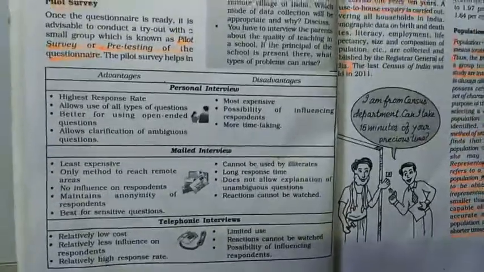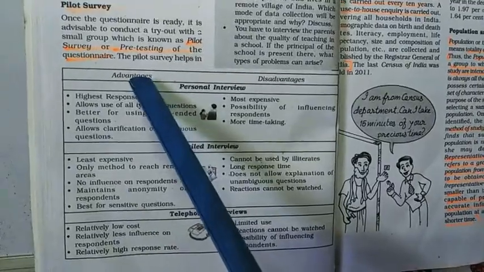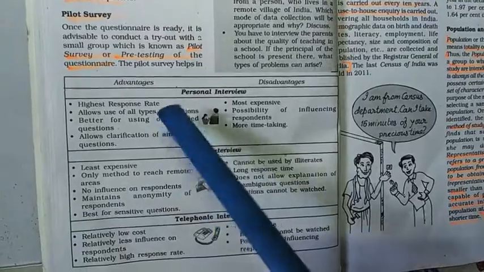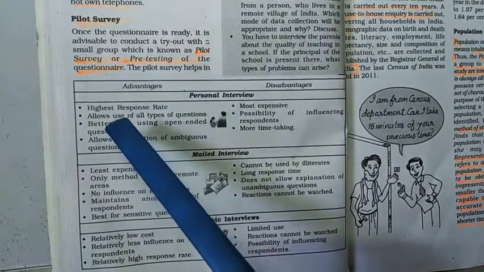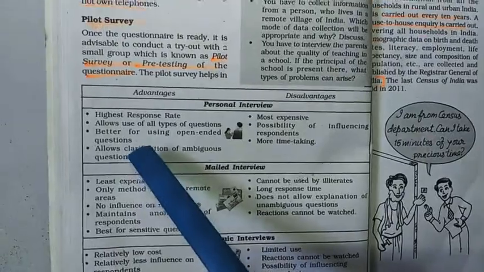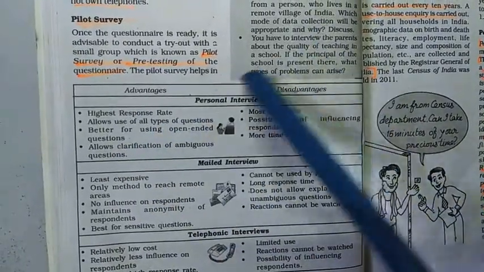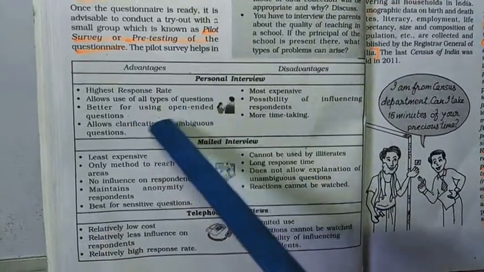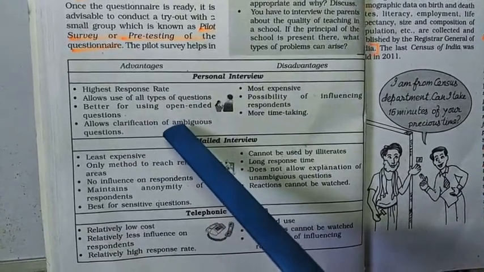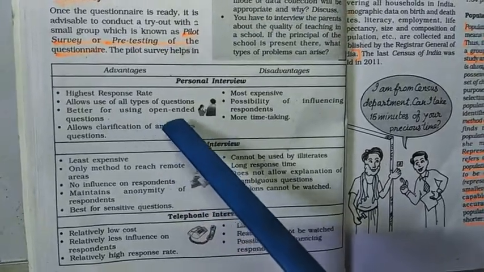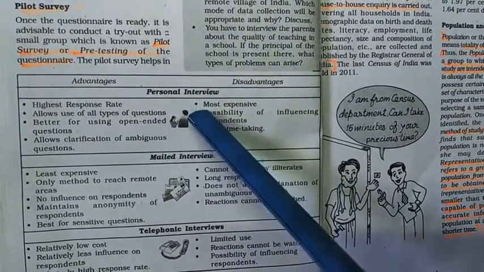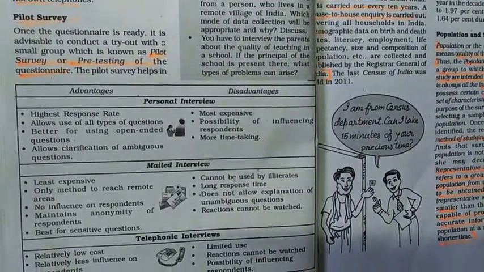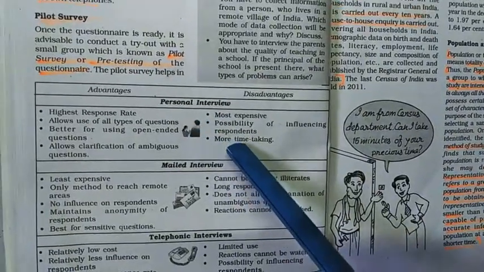Here I am giving you in detail the various advantages and disadvantages of the three modes of data collection. In personal interview, the advantages are a high response rate, use of all types of questions, better for open-ended questions, which we have discussed, and clarification of ambiguous questions. The disadvantages are that it is very expensive, the presence of the investigator may influence the respondents, and it takes a lot of time.